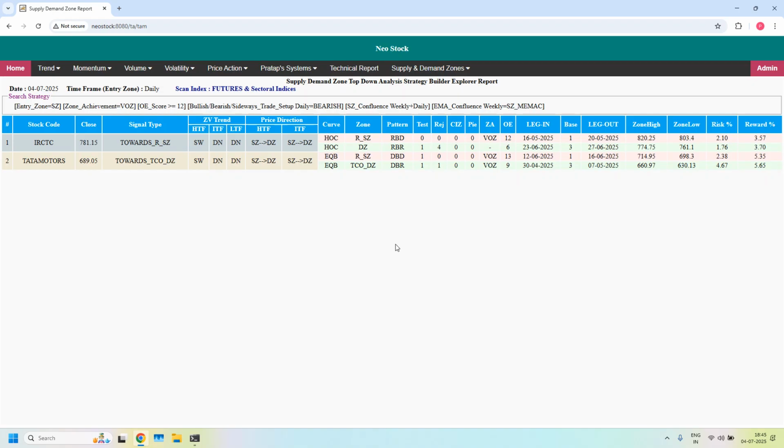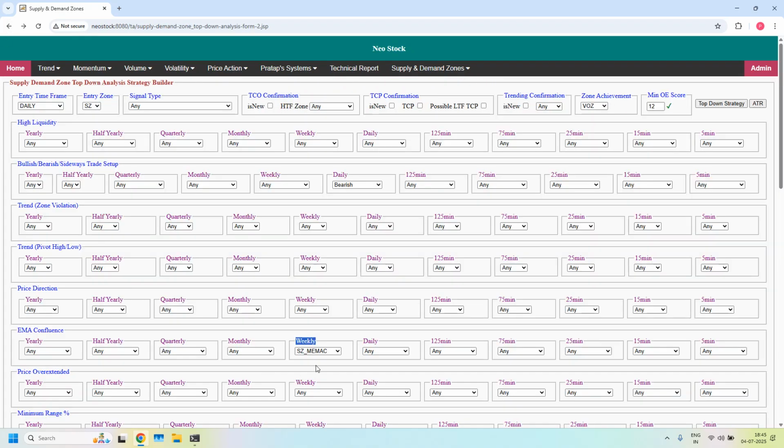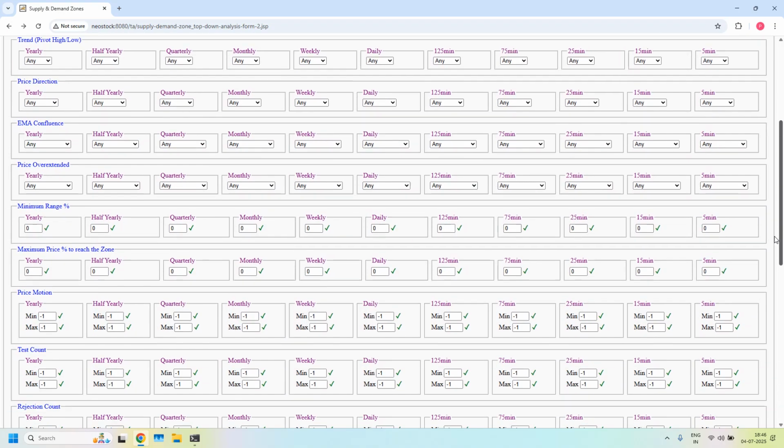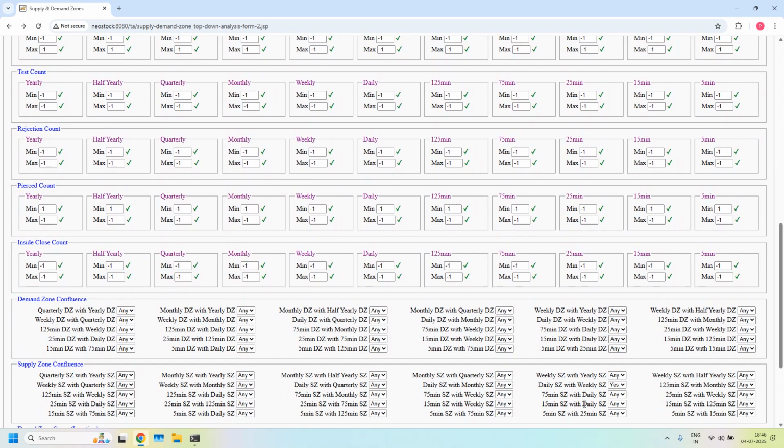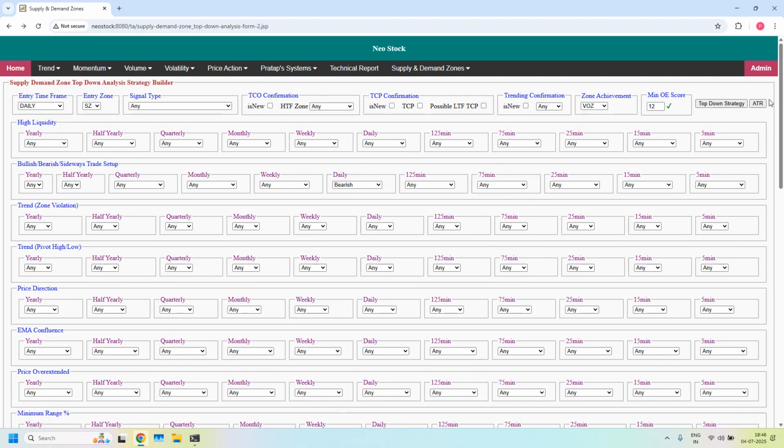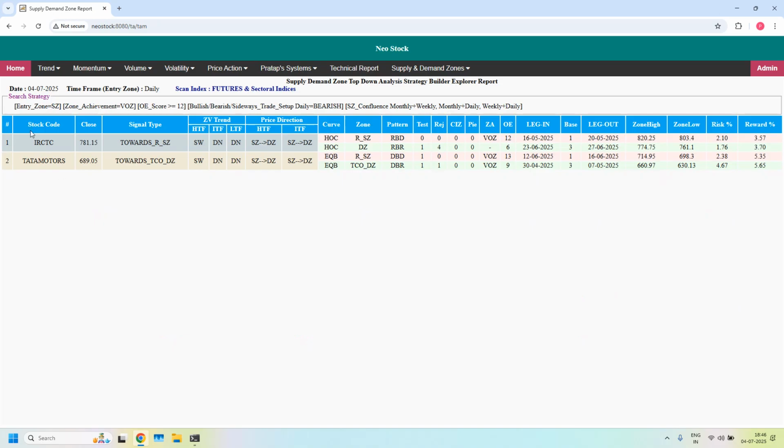Okay. Next we will look into LTF, ITF and HTF supply zone confluence supported stocks. Removing the EMA filter. In supply zone confluence, two filters I am going to set. Sorry, three filters. The first filter is already enabled, daily and weekly. Next, daily and monthly supply zone confluence. Weekly and monthly supply zone confluence. With all three filters, again we got both the stocks.